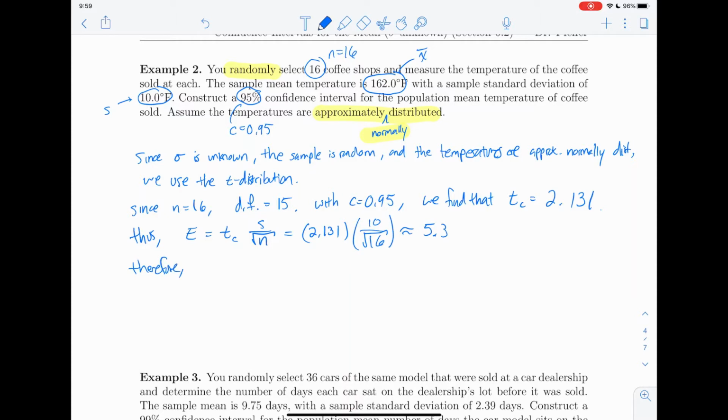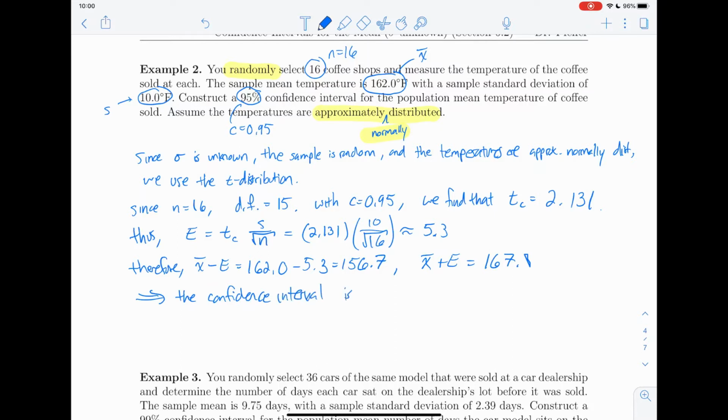Therefore, if we add and subtract this margin of error to the sample mean x bar, we're going to get ourselves the endpoints of our confidence interval. So for starters, we compute x bar minus E, so that's going to be 162.0 minus 5.3. That'll yield 156.7. And if we do similarly x bar plus E, in this case, we're going to end up getting 167.3. So what that implies is that the confidence interval for the population mean, which remember is mu, is that mu is going to live somewhere between 156.7 degrees Fahrenheit and 167.3 degrees Fahrenheit. Those are the endpoints of our confidence interval.